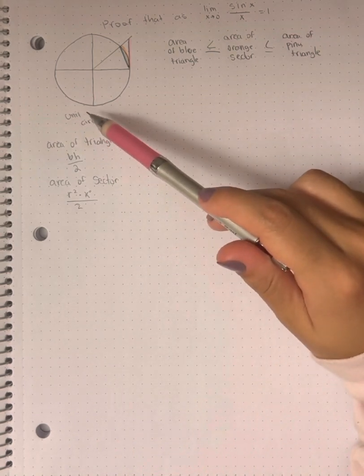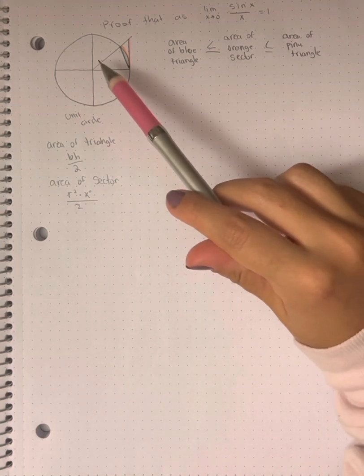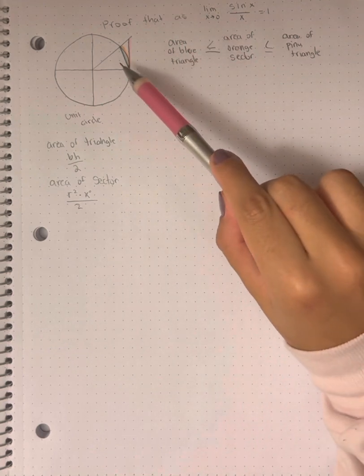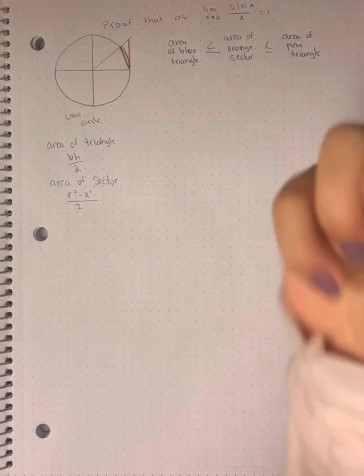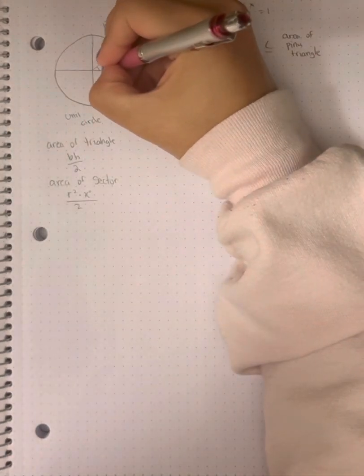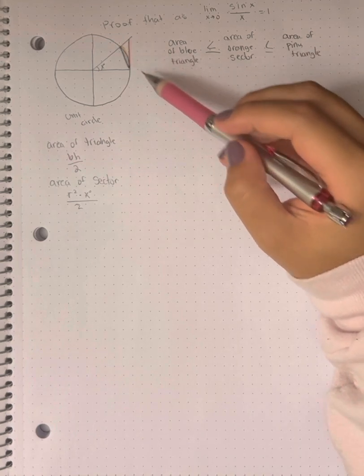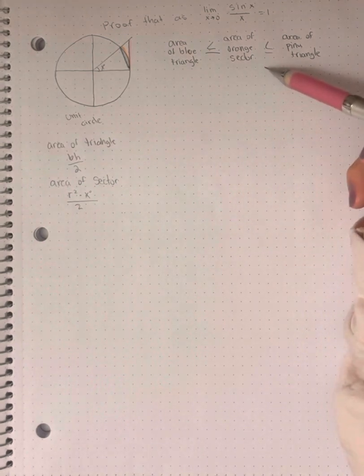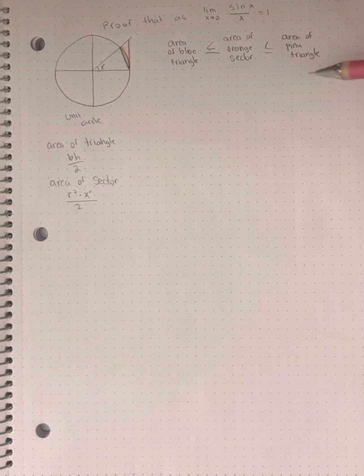And in order to prove this, we'll first start out with a unit circle that has 3 shapes on it currently. From the blue line onward towards x degrees, that's our blue triangle. From the orange sector onward to the x degrees, that is our orange sector. And from the pink line onward towards x degrees, that is the area of our pink triangle.